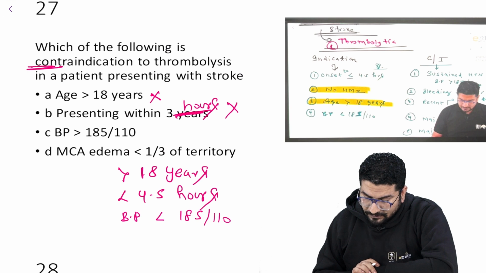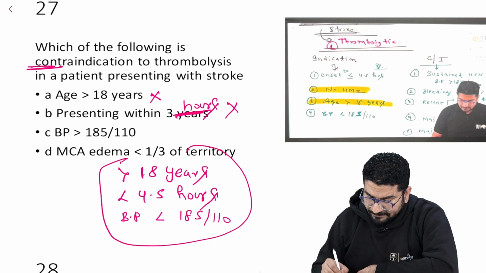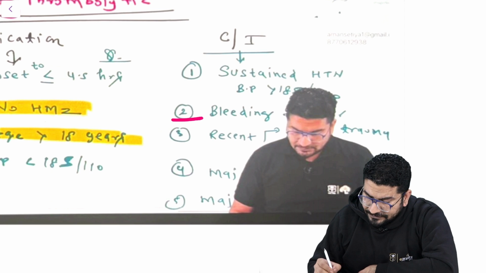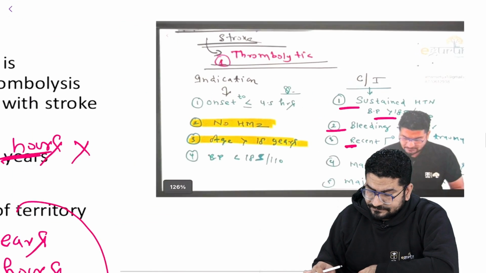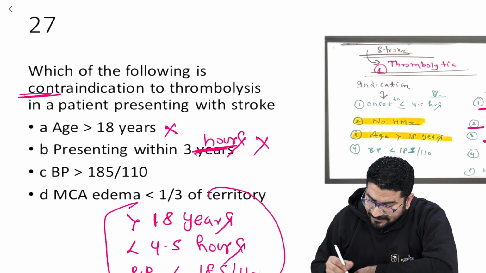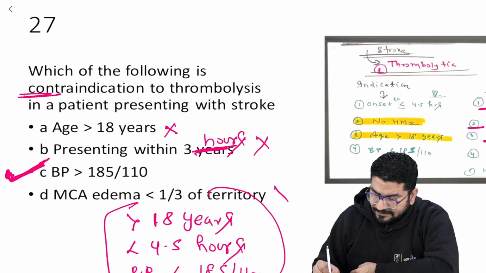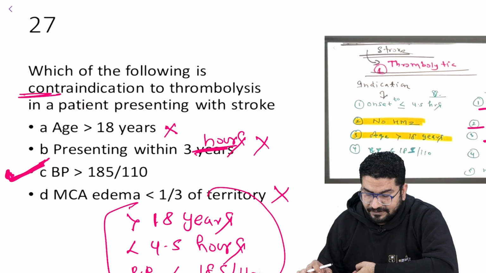BP is more than 185. This is the contraindication. The classical indication should be BP less than that. If you see here, I have written bleeding. So this is any bleeding issue, sustained hypertension with BP more than 185, recent history of hemorrhage or trauma, any major surgery or a major GI bleed. Most of the students mark macular edema as the correct answer. So remember, BP should be less than this. If BP is more, that is an absolute contraindication, right? That's an absolute contraindication for thrombolysis.